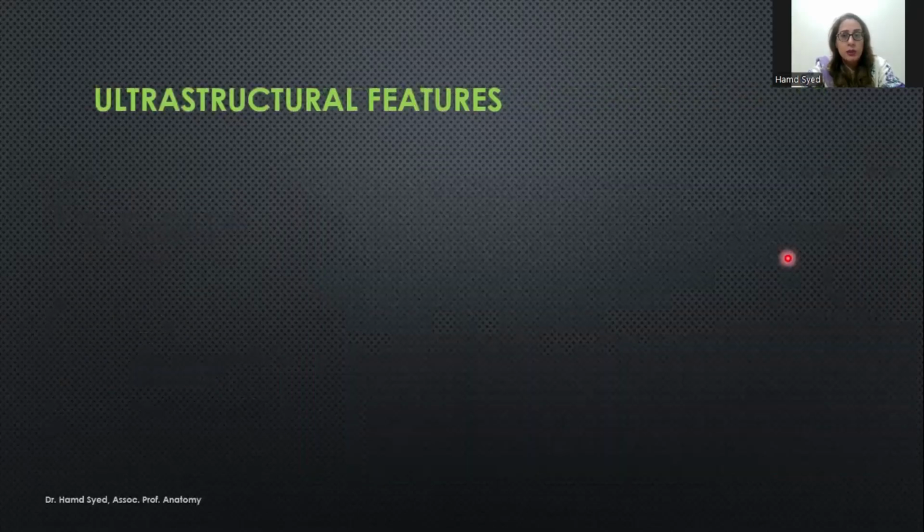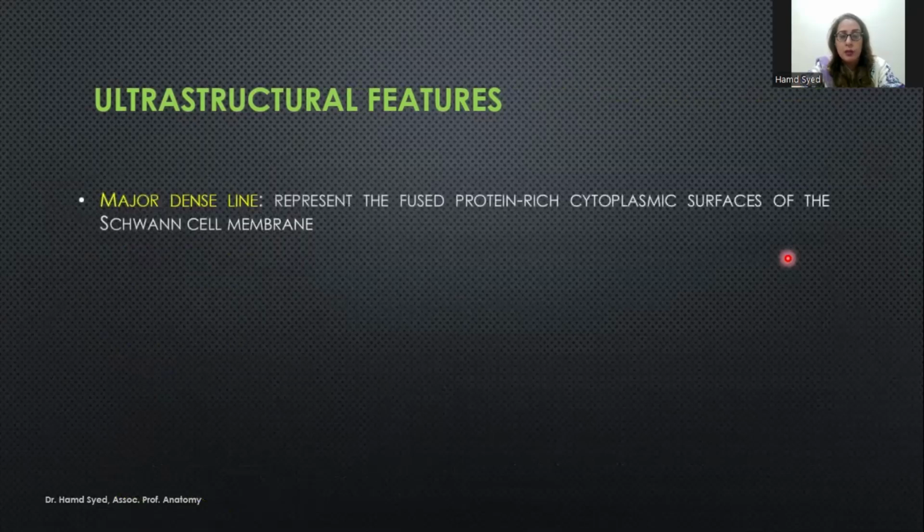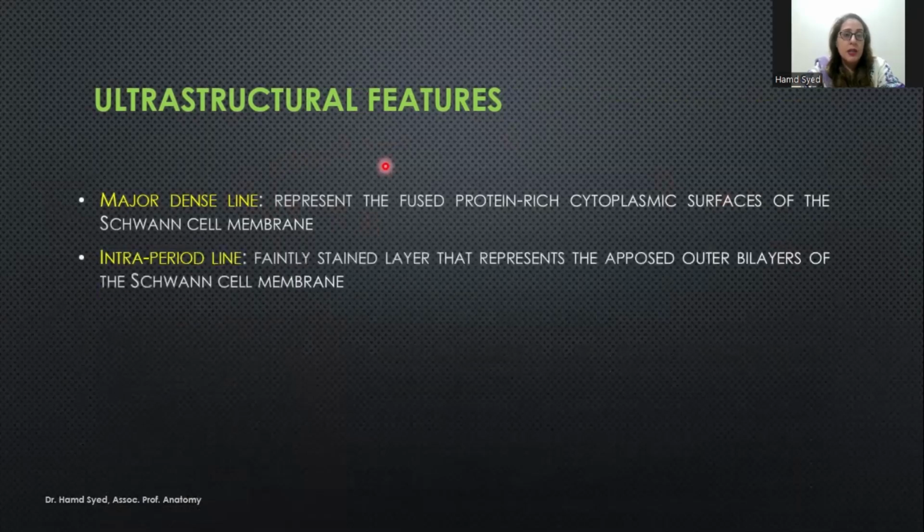So if we look at the ultrastructural features, that is through the electron microscope, we have to look at some significant points. The first is the major dense line. This represents the fused protein-rich cytoplasmic surfaces of the Schwann cell membrane. Then there is the intraperiod line. This is a faintly stained layer that represents the opposed outer bilayers of the Schwann cell membrane.